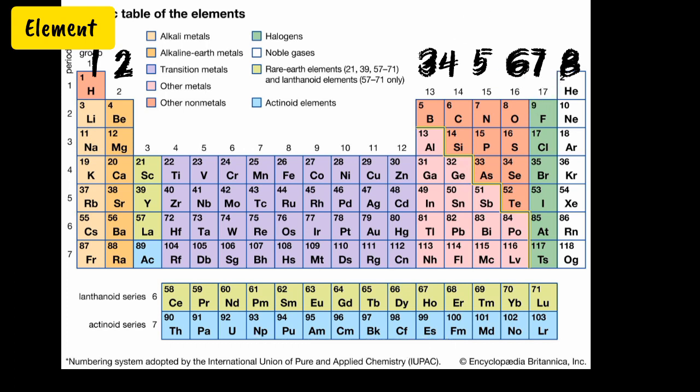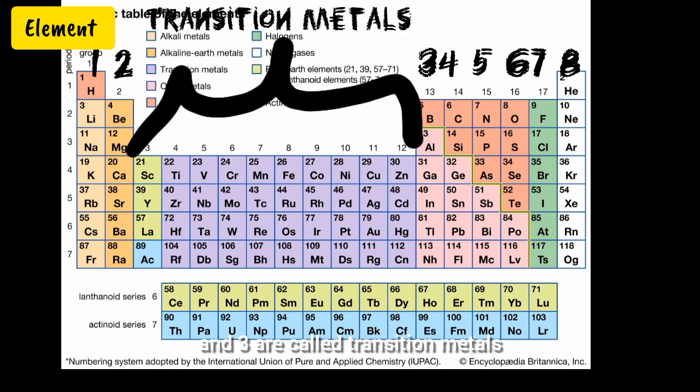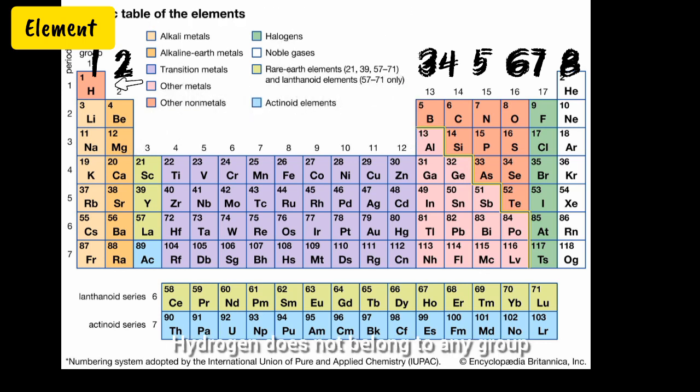Elements in group 1, 2, 3 to 8 are called main group elements. The groups between group 2 and 3 are called transition metals. Hydrogen does not belong to any group. It's lonely. Sad.